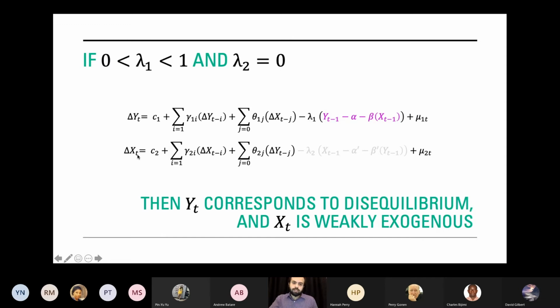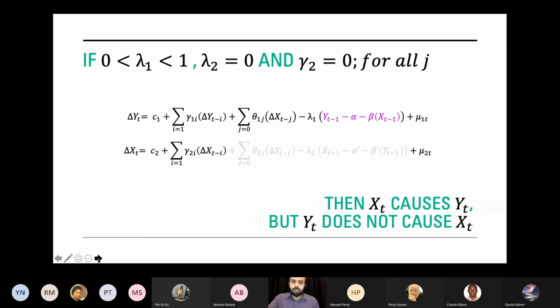But we cannot say that for XT if lambda 2 is 0. The idea is that we don't have the error correcting term over here. So we don't have a long-term, basically we can say we don't have an error correction model where our statistical model brings the values back to the equilibrium. But we still have XT predicting or correcting for fluctuations in YT. So we can say that XT is weakly exogenous.